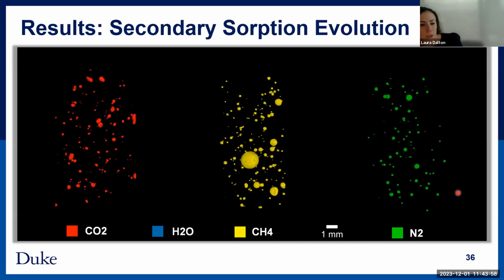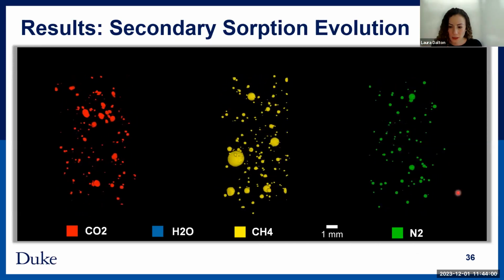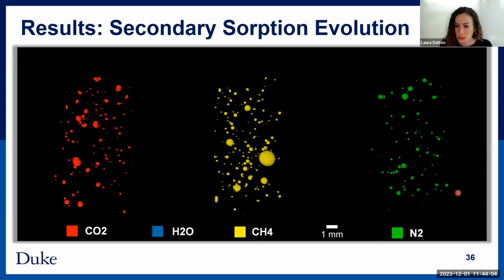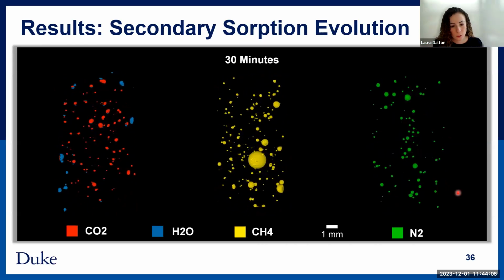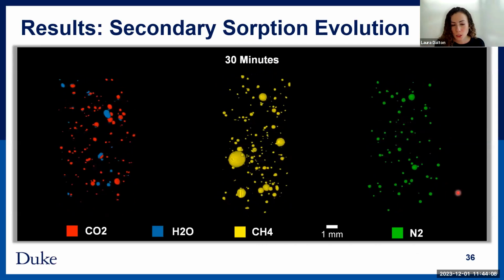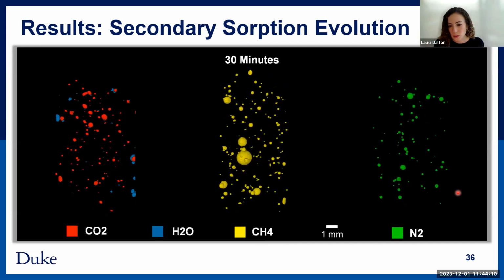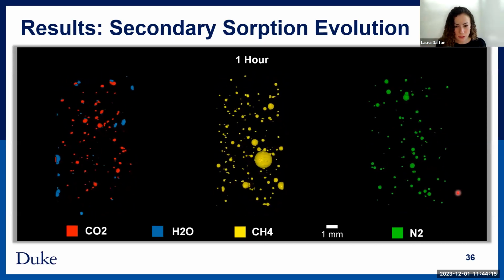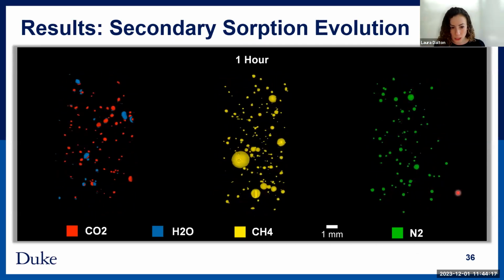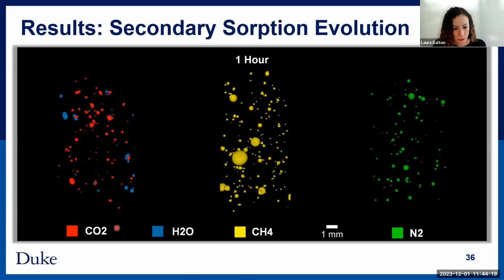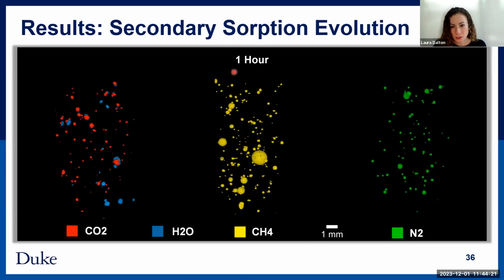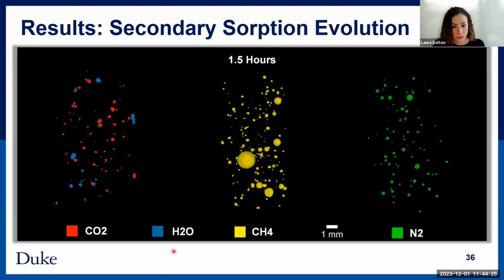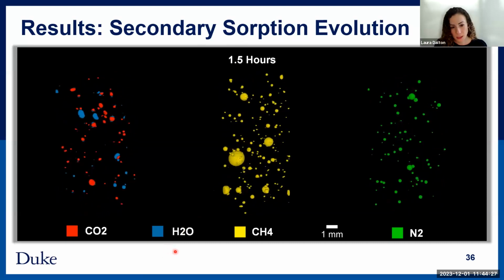And so I did this for the CO2, methane, and nitrogen. So CO2 is in red, methane's in yellow, and nitrogen is in green. And what I want you to focus on is this change to blue over time. So this is within the first 30 minutes. Water had already moved into the CO2 filled sample, but nothing happened in methane or nitrogen. And this is even into 1 hour, and we get into 6 hours here shortly.